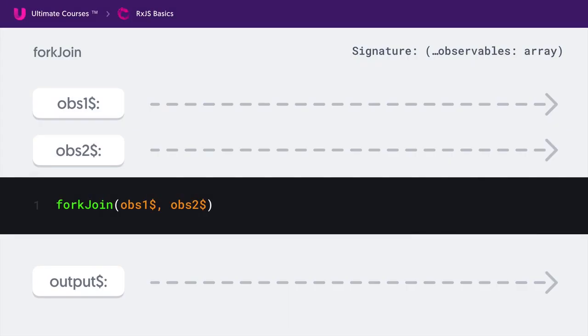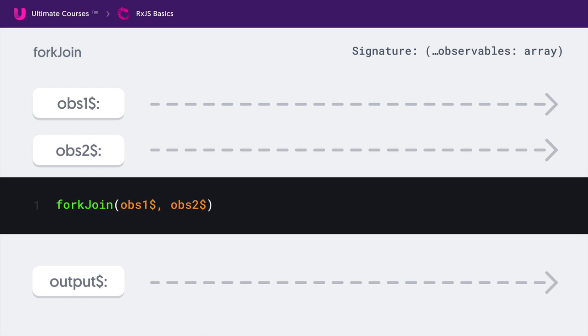The fork join operator lets you create an observable from a variable number of other observables you supply. On subscription, fork join subscribes to all inner observables. After all inner observables have completed, fork join emits the last emitted value from each inner observable as an array.